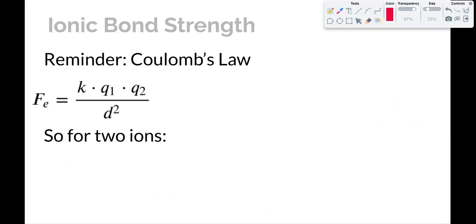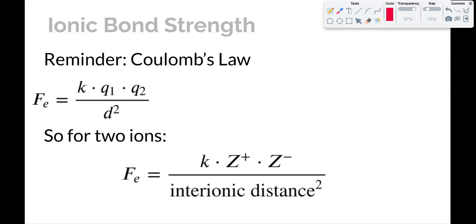Now let's talk about ionic bond strength. And just again, a reminder of Coulomb's law that K times Q1 times Q2 divided by the square of the distance between the two charged objects is the electrostatic force. So for two ions, that would look like the electrostatic force is equal to a constant number times the charge on the cation, the positively charged ion, times the charge on the negatively charged ion, that's Z plus and Z minus, divided by the square of the distance between the two ions. That's called the inter-ionic distance.